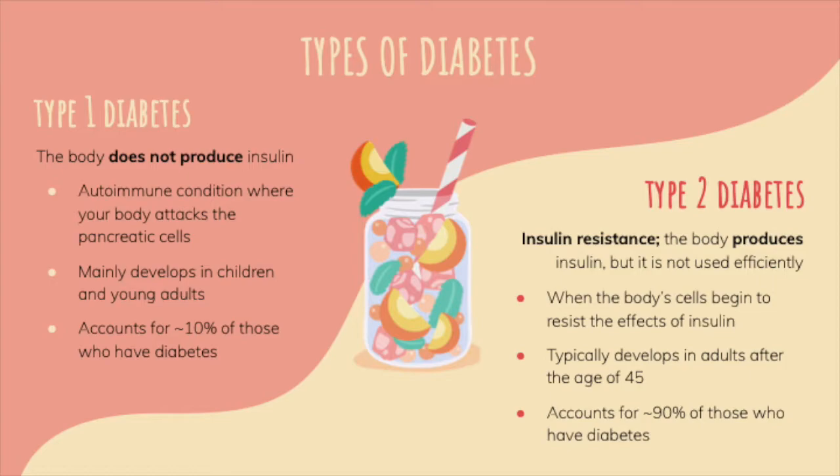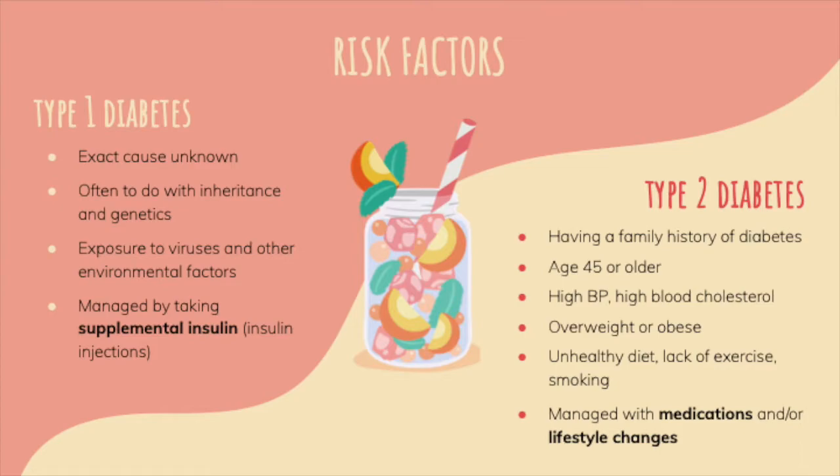For type 1 diabetes, the exact cause is unknown, but we do know that most of it is genetic and has something to do with inheritance. So if you have a family history of people with type 1 diabetes, then you are more likely to develop it. Aside from that, some research says that exposure to viruses and other environmental factors could lead to the development of type 1 diabetes. But all in all, it's managed by taking supplemental insulin, like insulin injections.